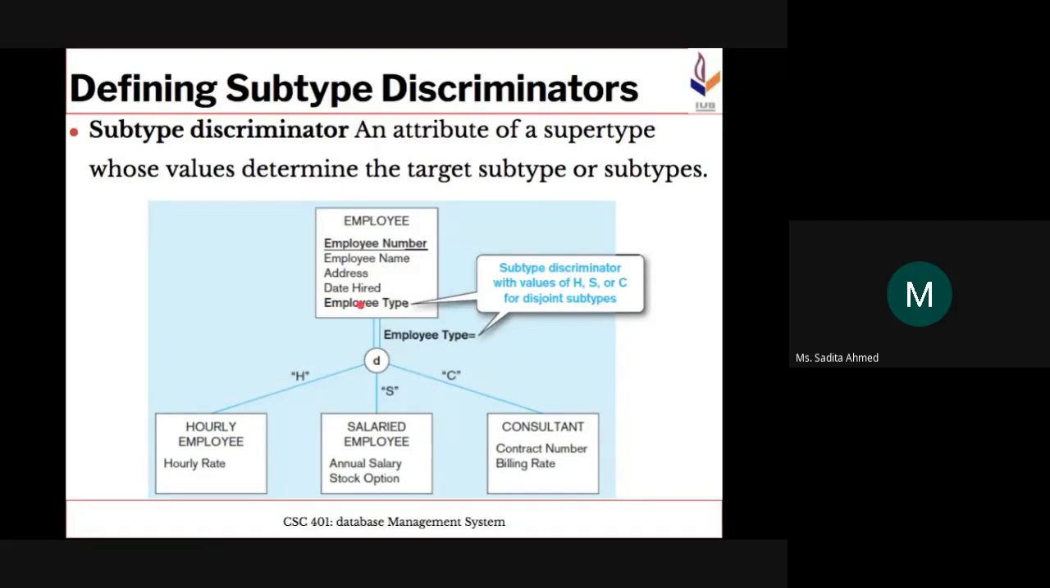Now, employee type, this value basically tells us which subtype it belongs to. Here, for example, if employee type is H, it would tell us that it's an hourly employee. If employee type is S, it would tell us that it's a salaried employee. If employee type is C, it would tell us that it's a consultant. So এটা আমাদেরকে অনেক সময় হেল্প করে কিভাবে যে এমপ্লয়ি টেবিলটার মধ্যে এই এমপ্লয়ি টাইপটার ভ্যালু দেখেই আমরা বুঝতে পারবো the employee that we're looking for, whether they're an hourly employee, salaried employee, or consultant.